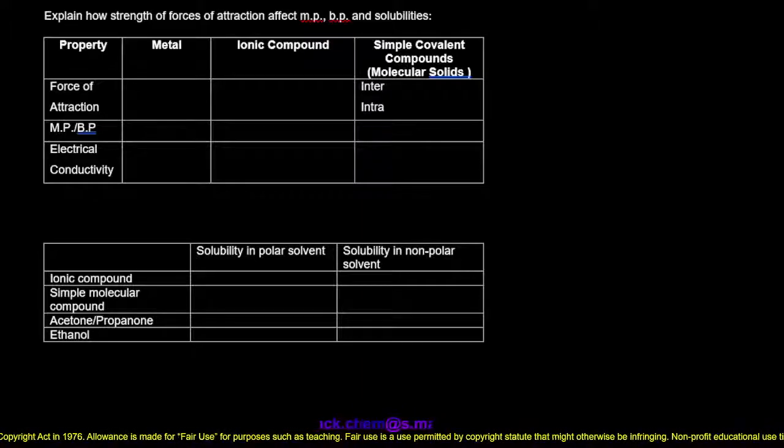Hi guys, in this video we're going to look at very simply how the strength of the forces of attraction in certain compounds affect their melting point, boiling point, and solubilities. So I'm going to fill in this information in point form as we go along. We're going to start by looking at three different types of substances: metal, ionic, and simple covalent.